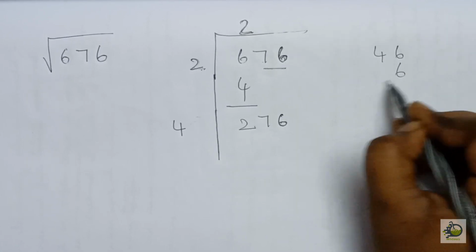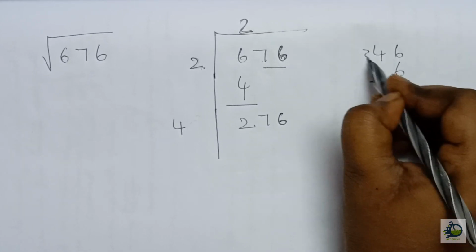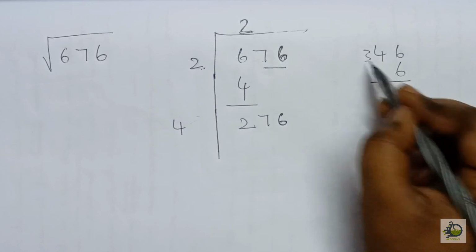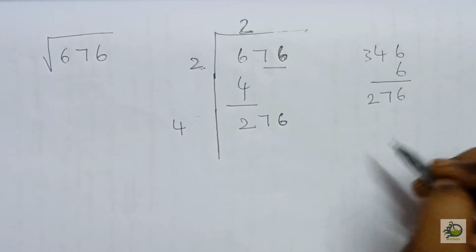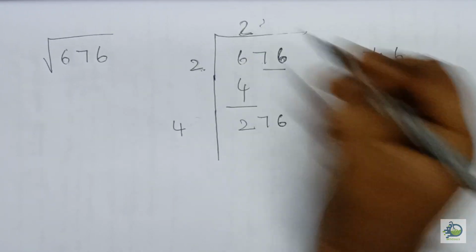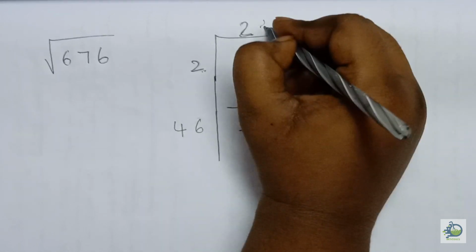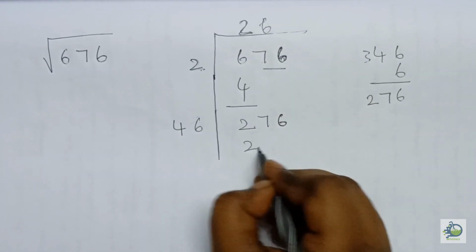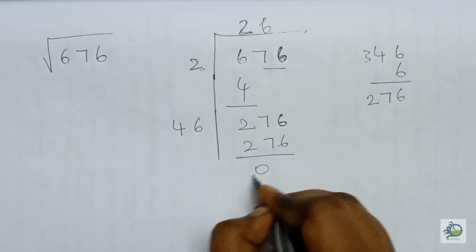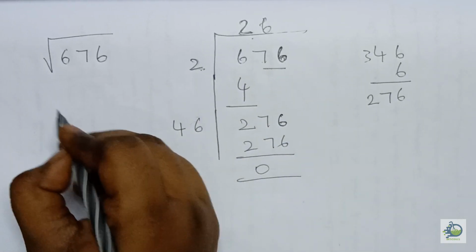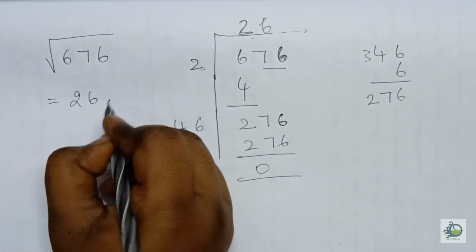46 into 6: 6 sixes are 36, 6 fours are 24 plus 3 is 27. So I'm getting it with 6. So I have to give 6 here and also 6 here. So 276, and the remainder is 0. So 26 is the answer.